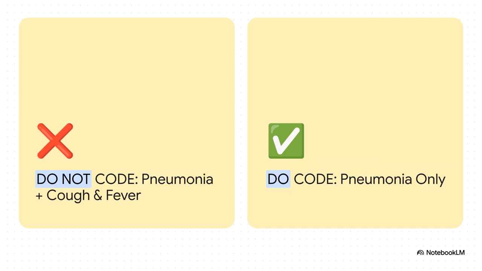It's the exact same logic here. If the definitive diagnosis is pneumonia, you absolutely do not code the cough and the fever. Why? Because respiratory distress, coughing, and fevers are routinely associated with the pneumonia disease process. To stay perfectly compliant, just code the pneumonia.